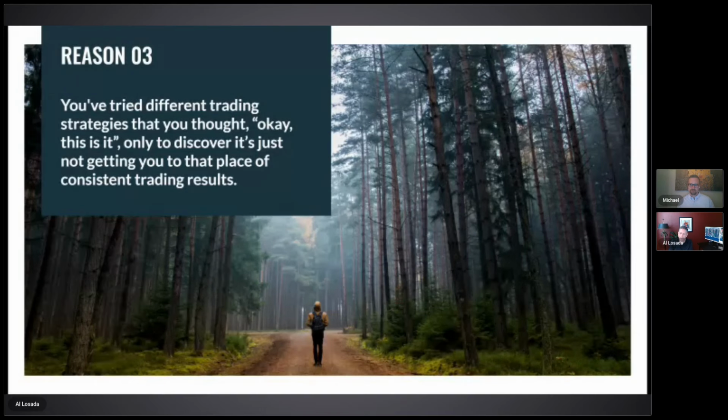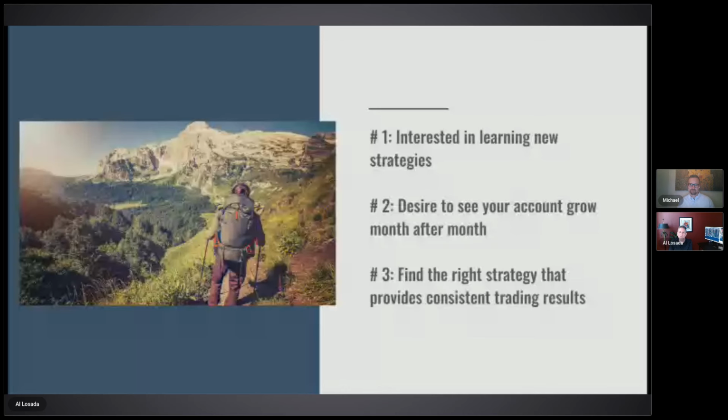All right. So with that, show of hands here. Number one, interested in learning new strategies. Number two, desire to see your account grow month after month. And number three, the right strategy that provides consistent trading results.